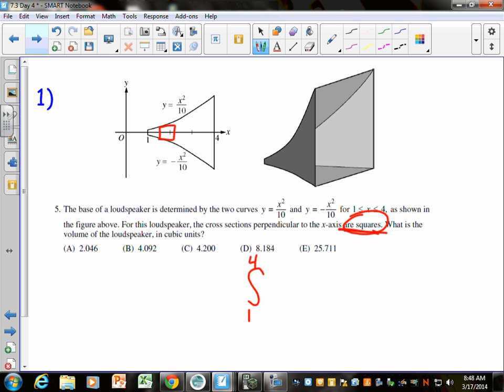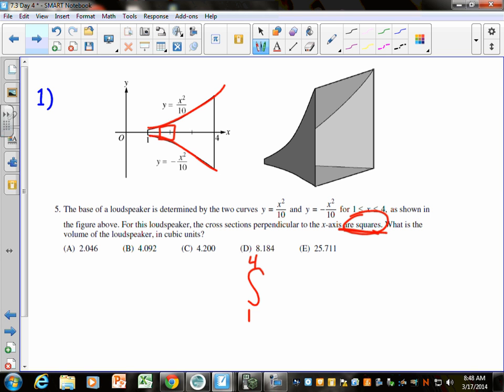Here's the whole idea that I'm trying to get across to you. It's the same thing we've been doing, except we're talking about the area of a square instead of the area of a cylinder. Which means, what is the top of that square going to be in this problem? This top function. And what's the bottom of that square going to be?